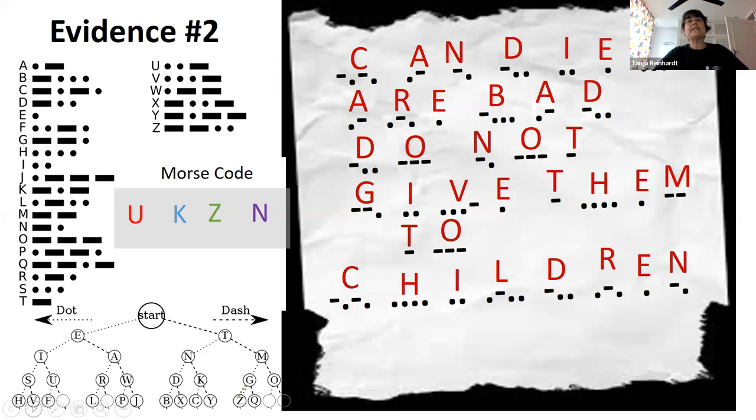So now let's have a look at the secret message. The secret message actually read, candies are bad. Do not give them to children. I'm pretty sure everybody agrees on that, isn't it? Okay, candies are bad. So what does this message tell us?